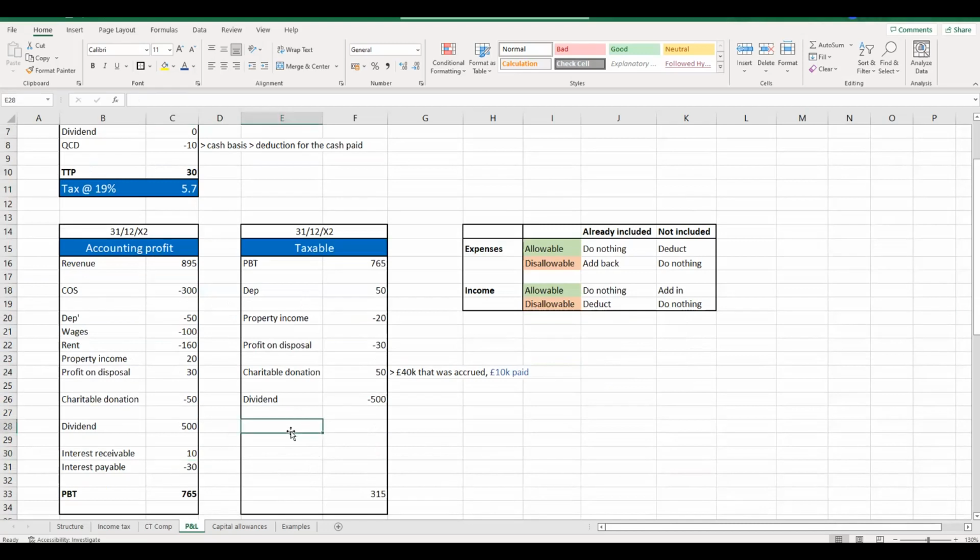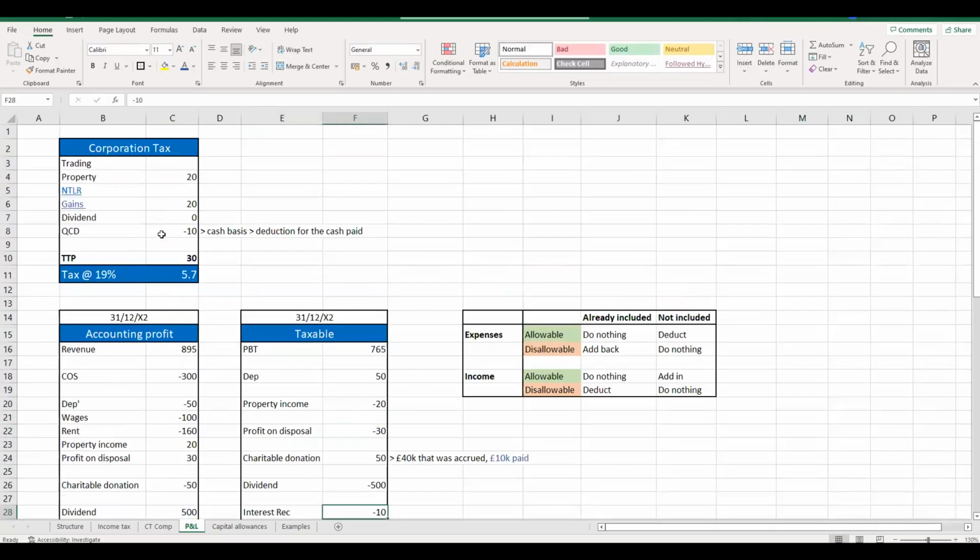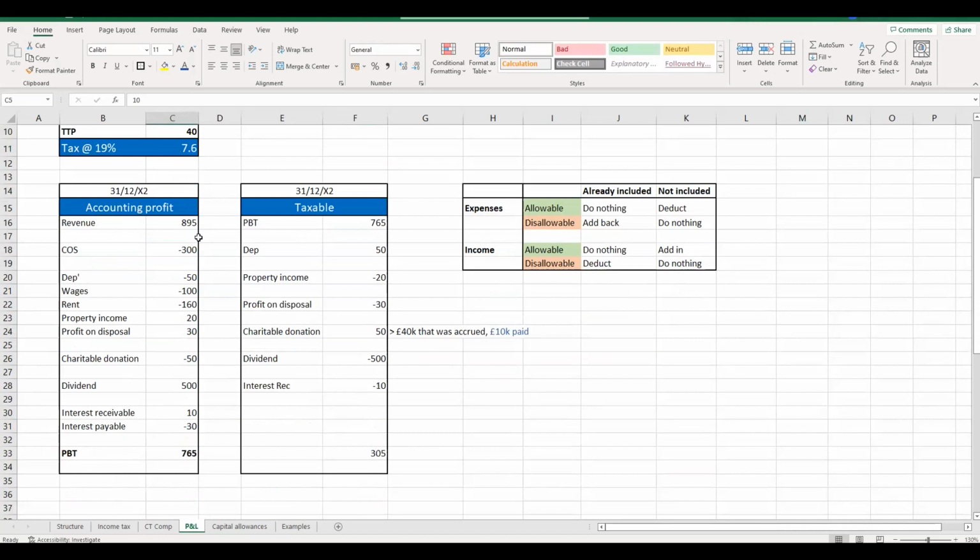Very similar to all the other types of income that need to go somewhere else, we're going to have a negative here for the interest receivable, and then that 10 is going to be added to our non-trade loan relationships as income because it's interest receivable.